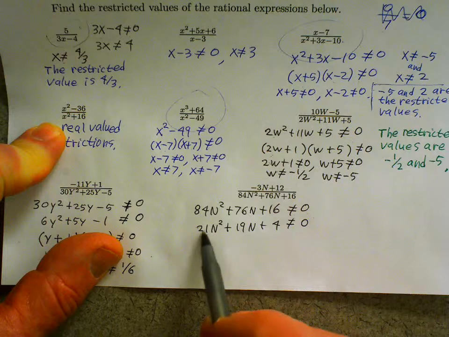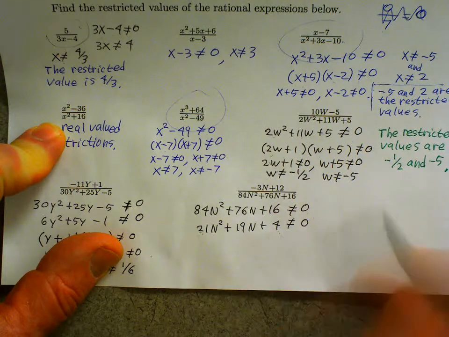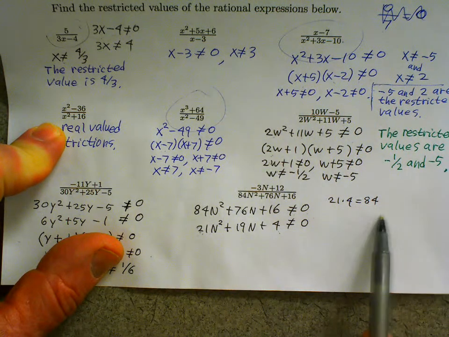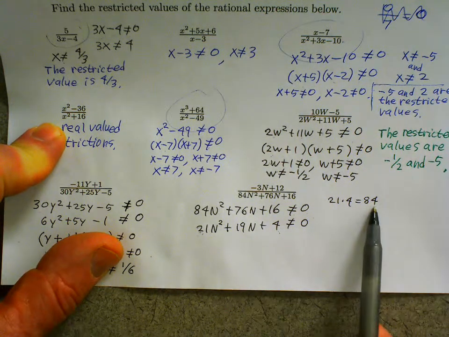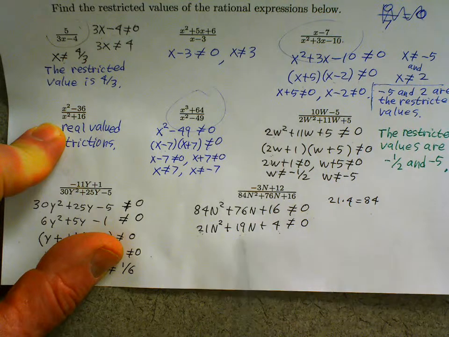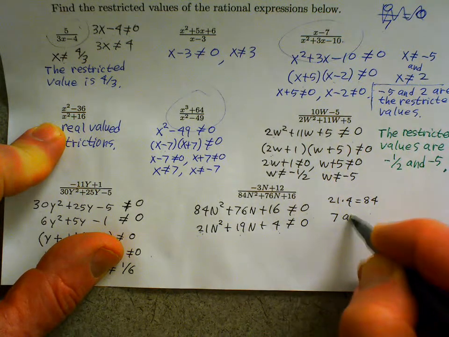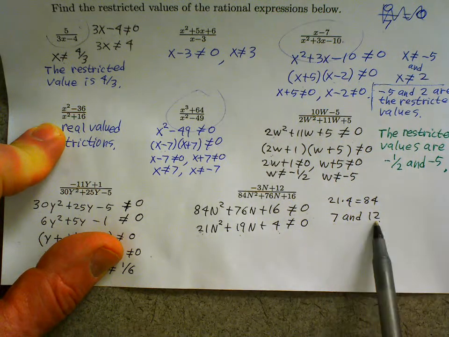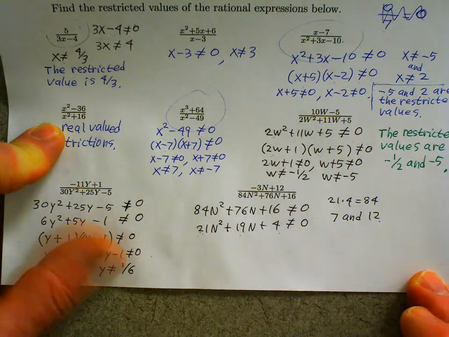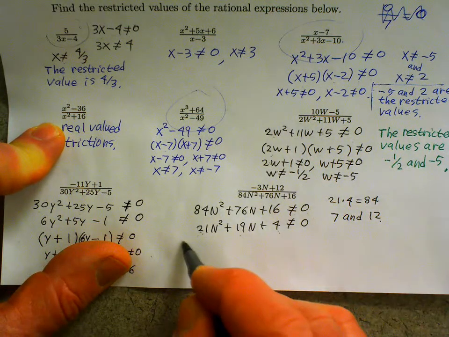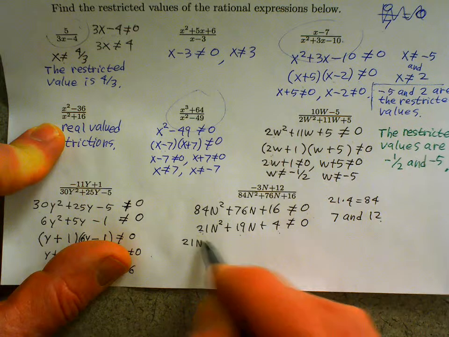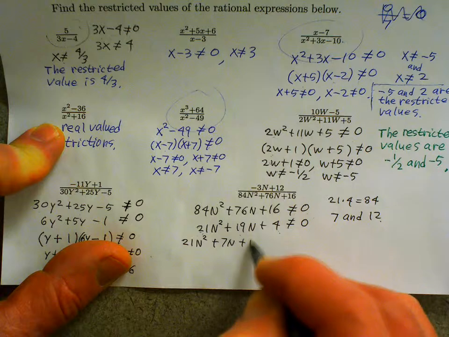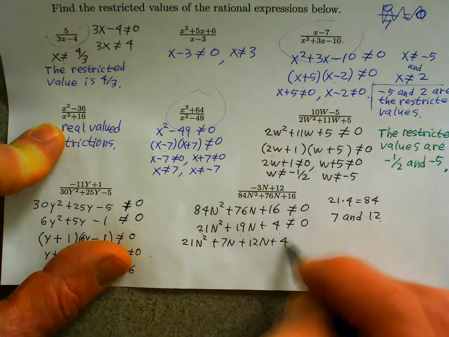Okay, let's use the AC method to factor. 21 times 4 is 84. Two integers that have a product of 84 and a sum of 19 are 7 and 12. 7 times 12 is 84, and 7 plus 12 is 19. So then we'll write a quadrinomial, 21n to the second plus 7n plus 12n plus 4 does not equal 0.